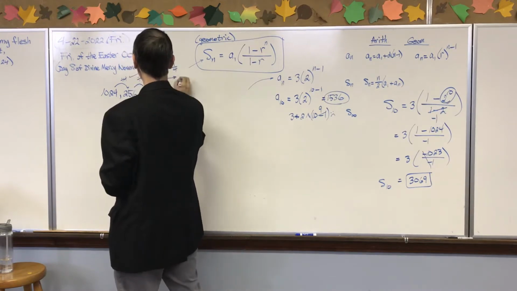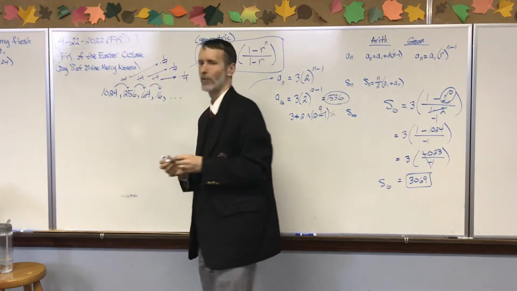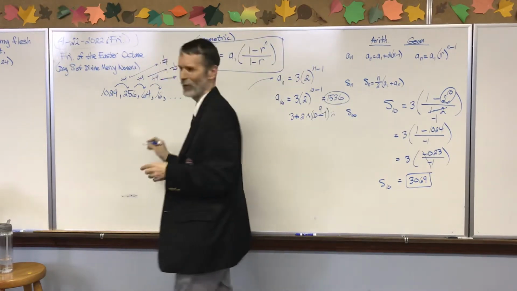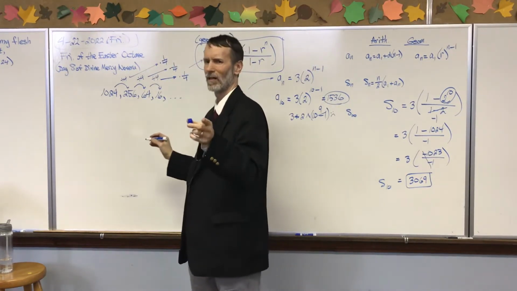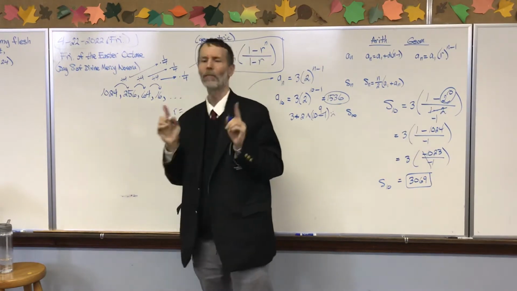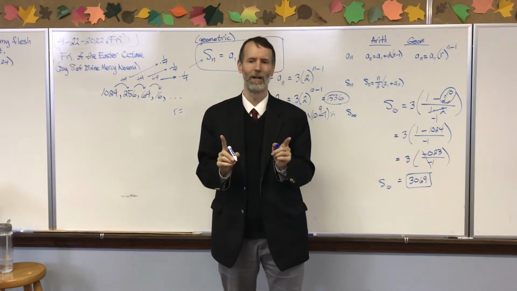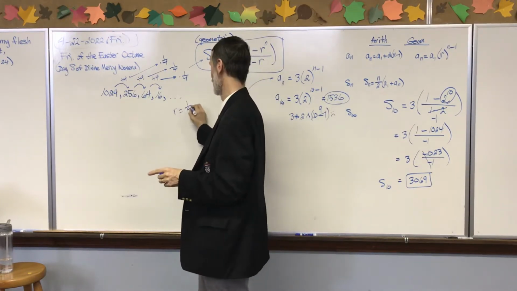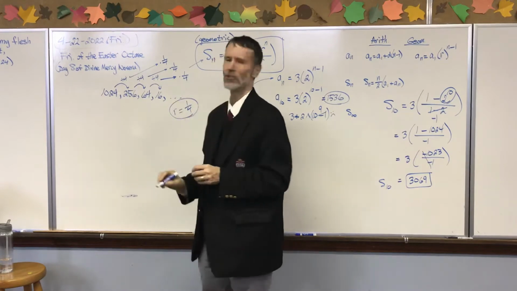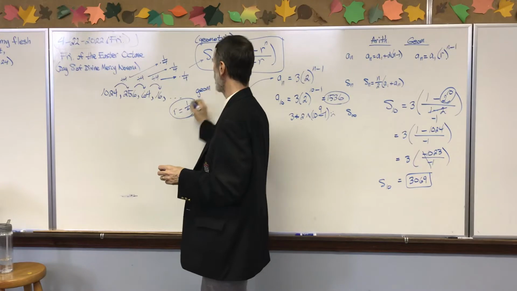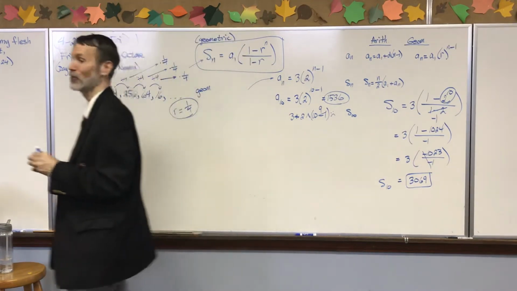So when I ask you to prove your answer, prove it's geometric, what would you say? What letter are we looking for? R. R equals what? What are you multiplying by over and over? 1 over 4. Good. That's your proof that this is geometric. So if you put R equals 4 on the test, you're going to get most of your points taken off.